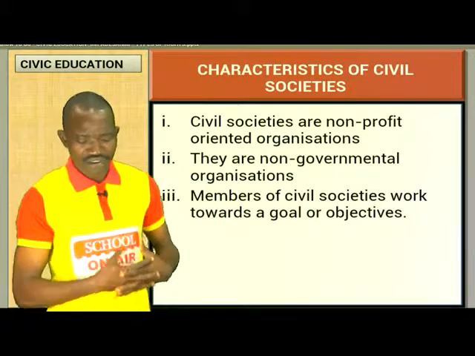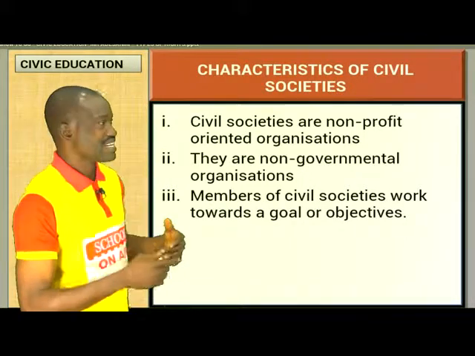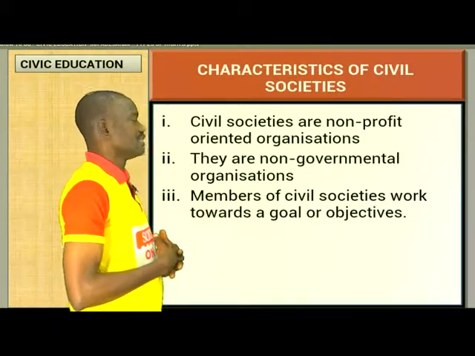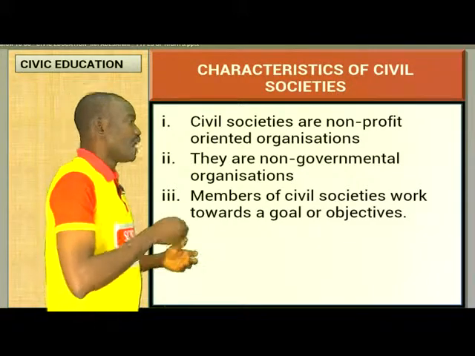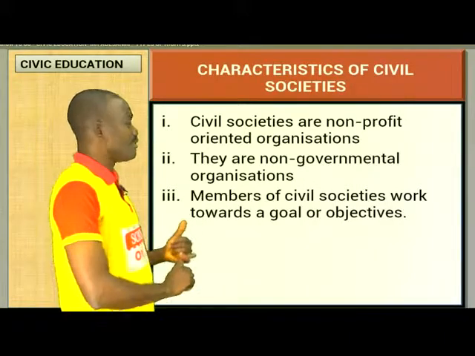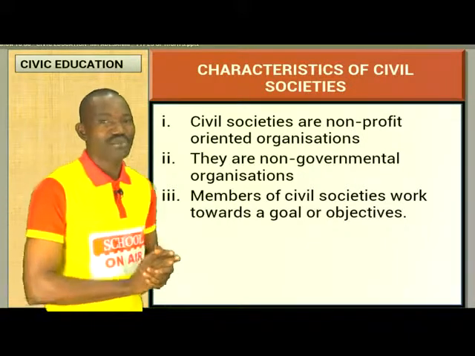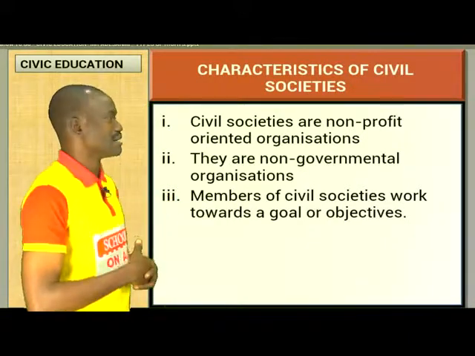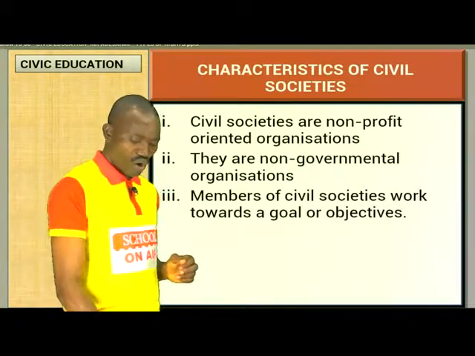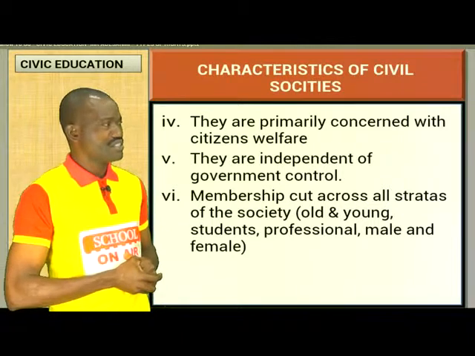We also discussed the various characteristics of civil societies. I said they are non-profit oriented organizations. They are not out to make profit. They are not after gains. They are also non-governmental organizations, not controlled by government, not influenced by government. They rather try to influence the policies and programs of government to benefit their members. Number 3, members work towards a goal or objectives. Number 4, they are concerned with the welfare of citizens.